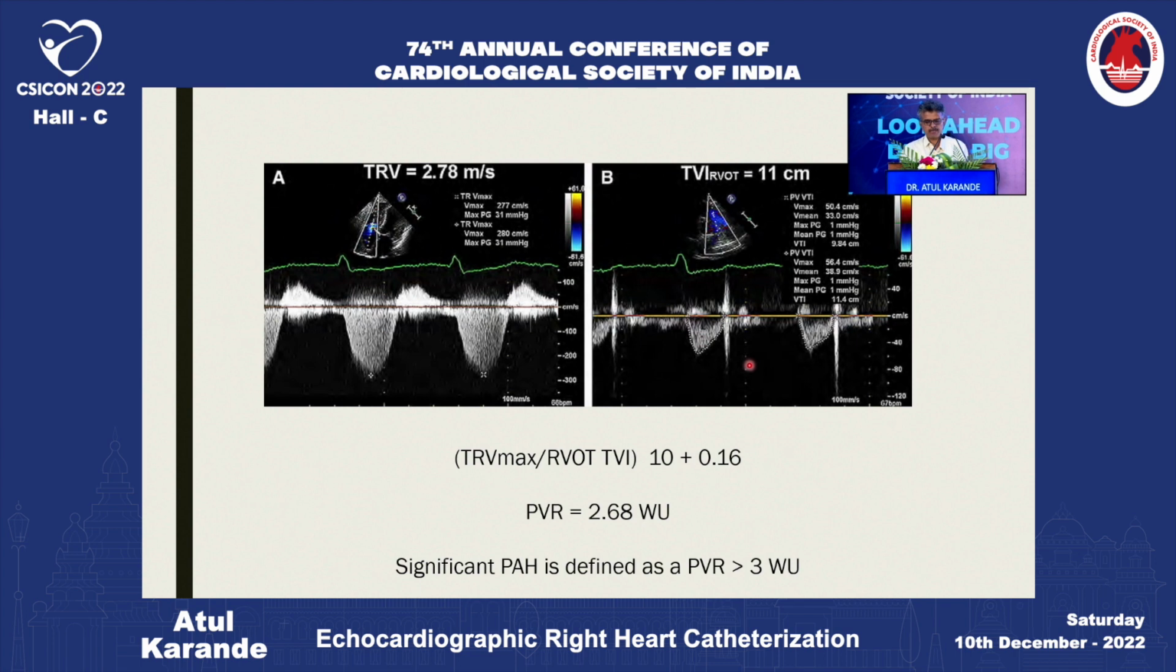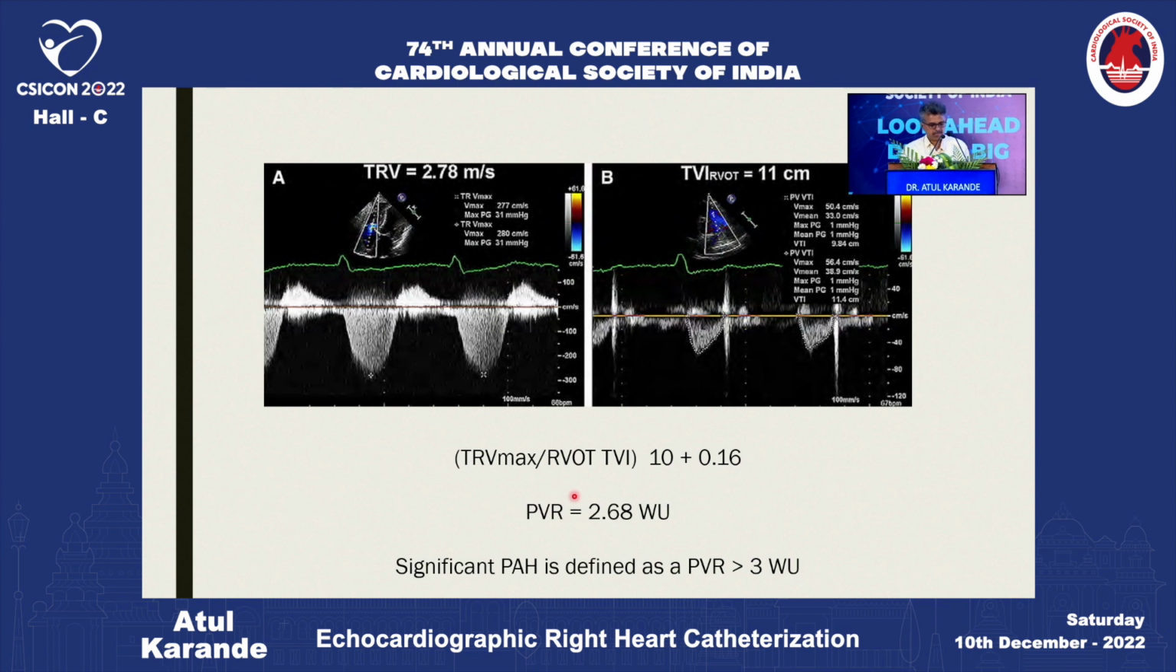We can calculate the pulmonary vascular resistance with the help of tricuspid regurgitation peak velocity and VTI of RVOT by using this formula. For example, here the peak TR velocity is 2.78, the VTI of RVOT is 11 centimeters. If we put it in this formula, the resistance is around 2.68 Woods units.